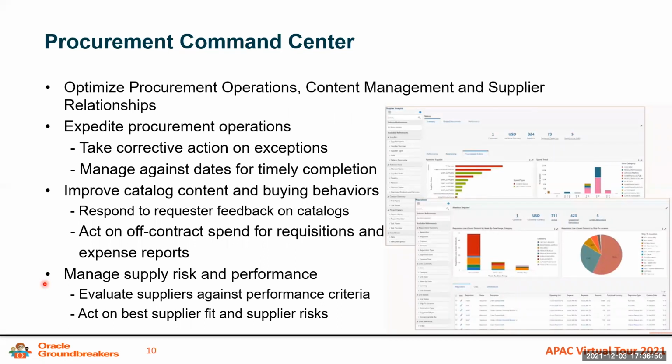Let us take a look at the Procurement Command Center. The aim of the Procurement Command Center is to optimize procurement operations, build relationships with suppliers, and also improve content management. The Procurement Command Center is a great tool for buyers and procurement managers. So basically, we are trying to optimize the procurement operations, build the relationship with the suppliers, and improve content management.